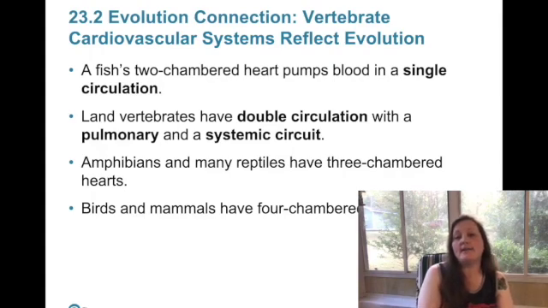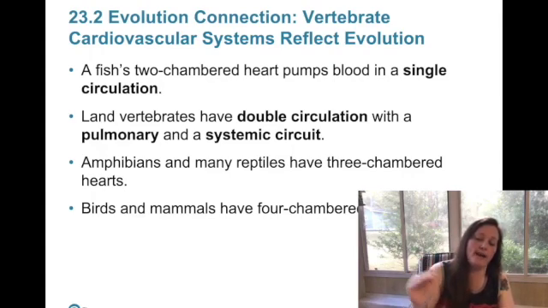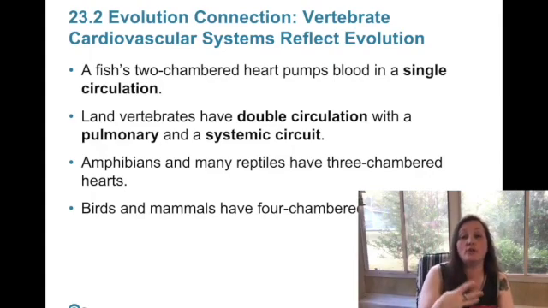Land vertebrates have a double circulation with a pulmonary and a systemic circuit. This is where we get our blood pressure. You know, the top number and the bottom number, that's where it comes into play. Amphibians and many reptiles have a three-chambered heart. We get a little more and a little more advanced as you go up the chain. Birds are when you finally get the four-chambered hearts, and then mammals like us, we have four-chambered hearts.